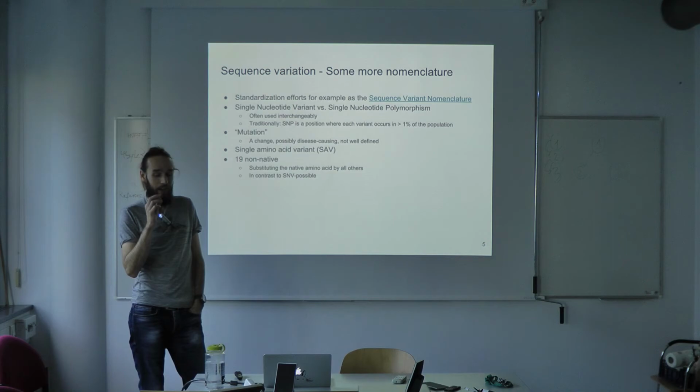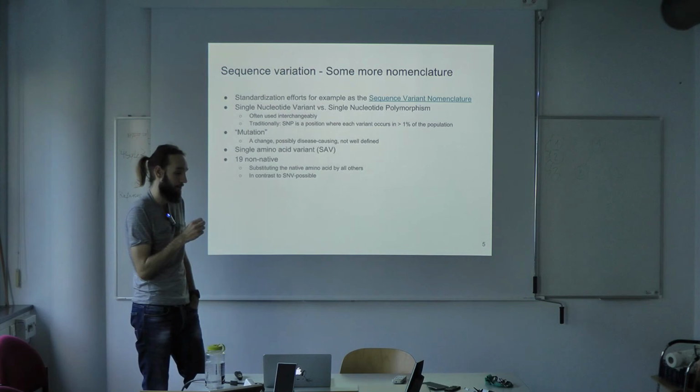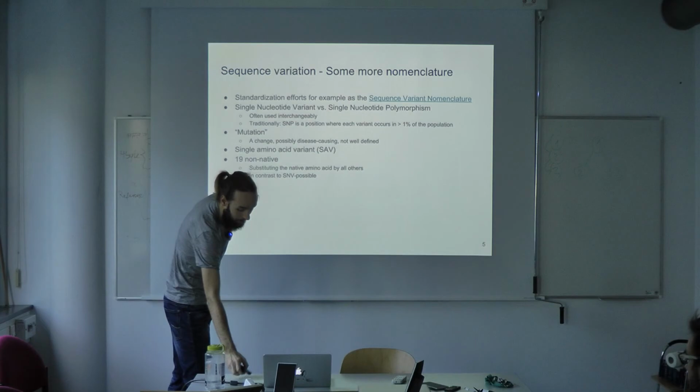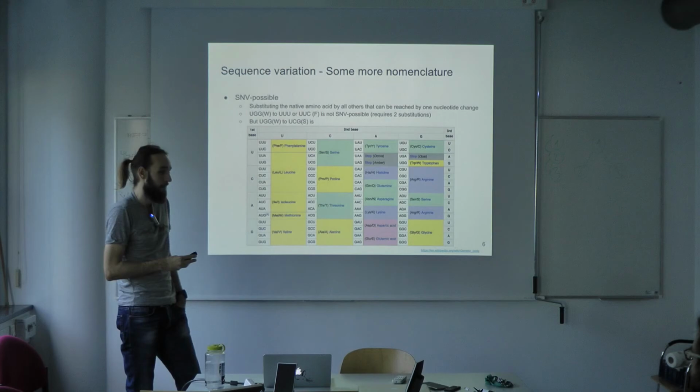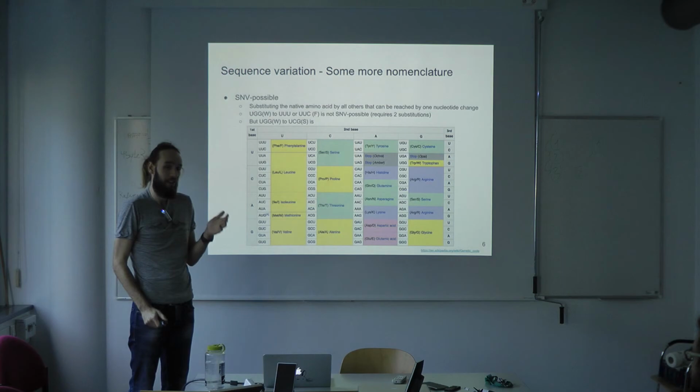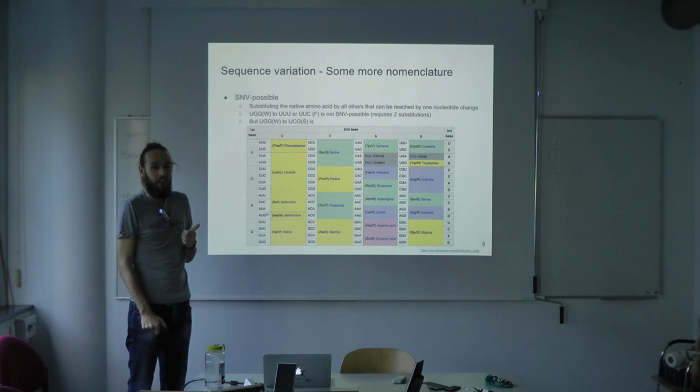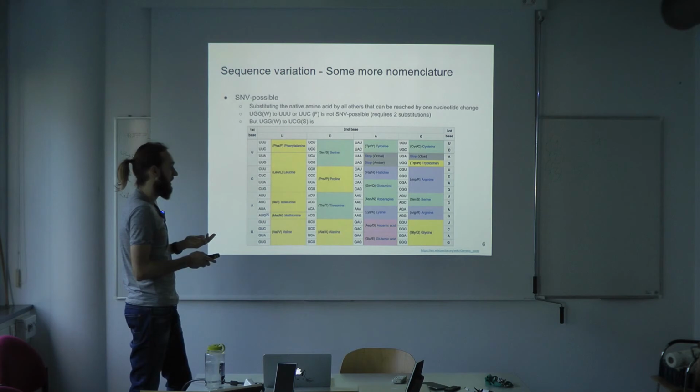So we are saying it's a single nucleotide variant or single nucleotide polymorphism. So we can make only one change. If we take this literally, then SNV possible is anything that we can reach in really just one change. If we have a certain codon that codes for an amino acid, we cannot go to every other amino acid in just one change. And that is what 19 non-native kind of implies. But SNV possible is only substituting by those that we can reach in one nucleotide change.